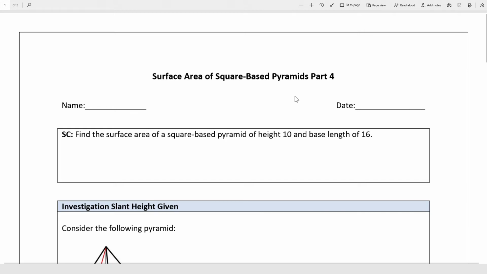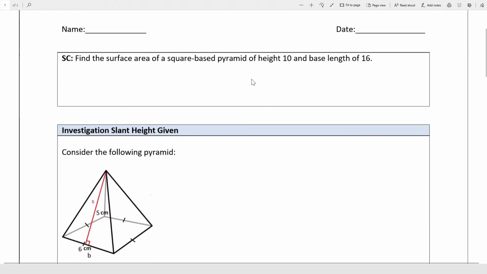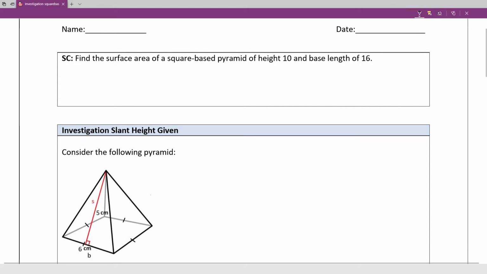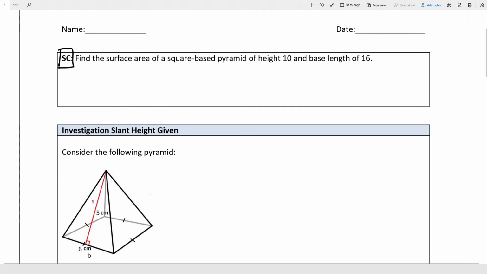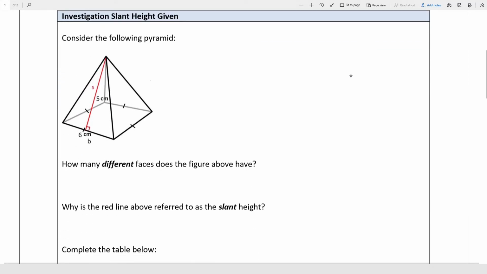Hello everybody. In this video, we're going to cover the surface area of a square-based pyramid. So again, if you're able to go through the lesson and understand most of the content, then you should be able to complete the success criteria given here. So do that at the end, please. Okay, so let's get started.